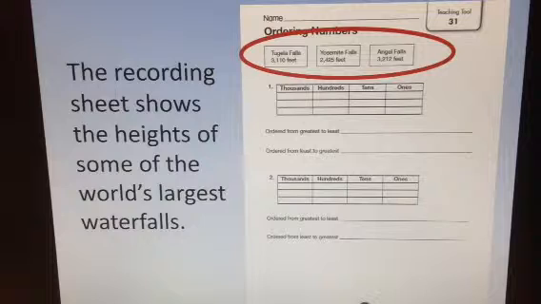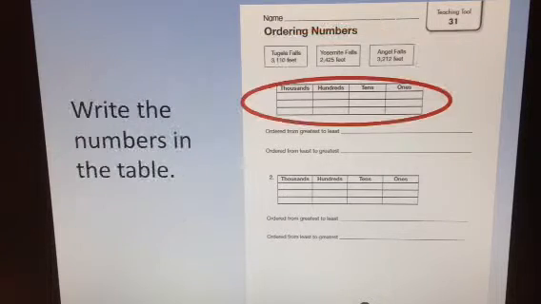Then what we did was we looked at the back of our morning math and we talked about ordering numbers, putting numbers in order according to size, from the greatest to the smallest, or the smallest to the greatest. The recording sheet shows the heights of some of the world's largest waterfalls. Write the numbers in the table.